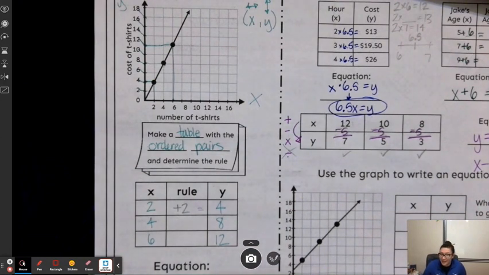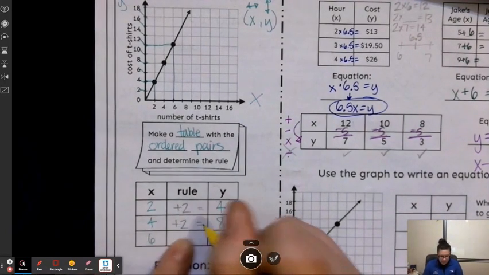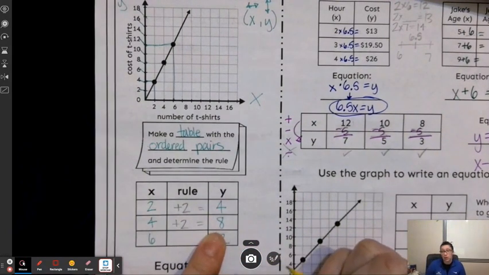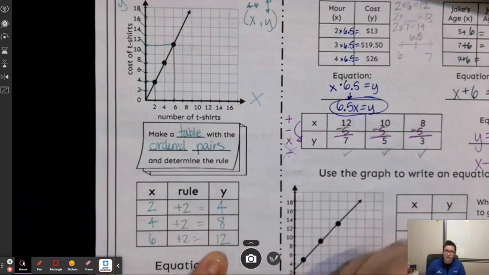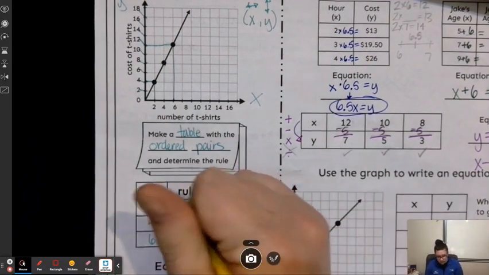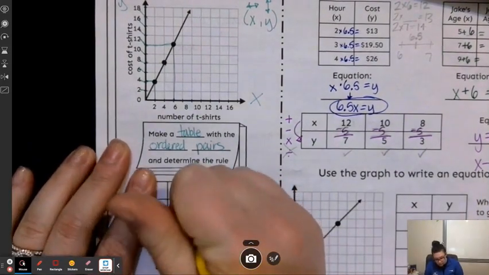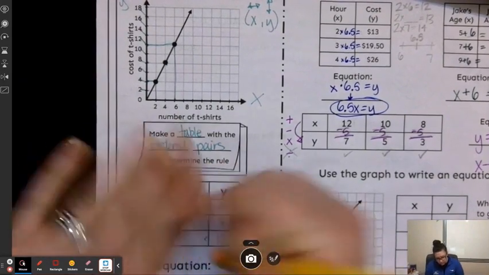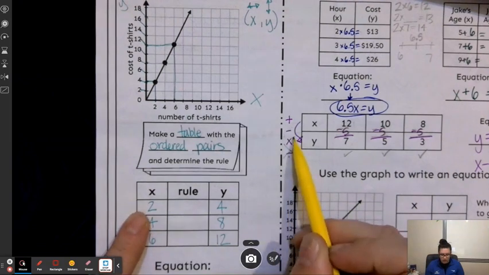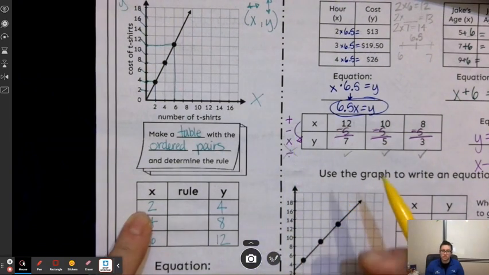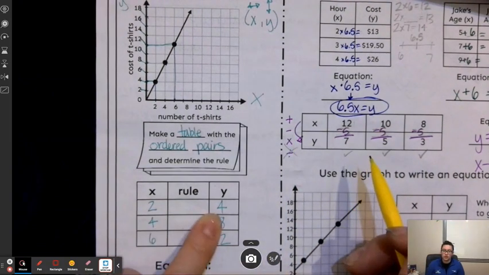Did it work all the way down? No, why not? Does 4 plus 2 equal 8? No. Is 6 plus 2 equal to 12? No. So plus 2 is not our rule. Instead of adding, what other operation could I use? Subtraction, multiplication, or division to go from 2 to 4?